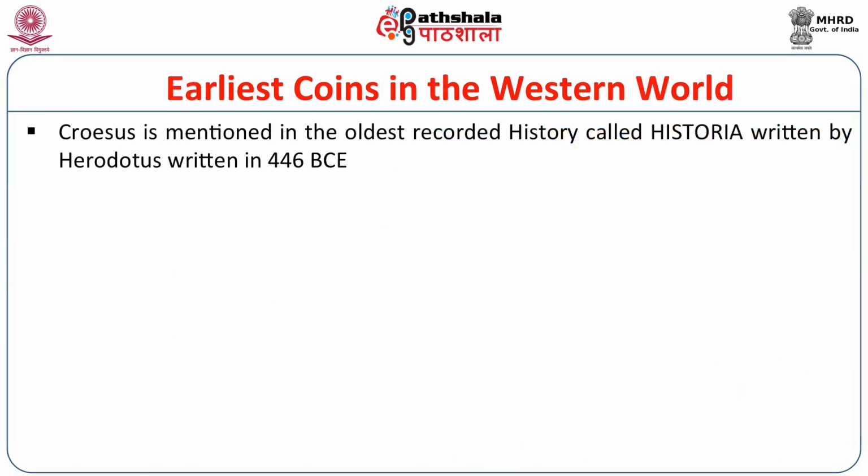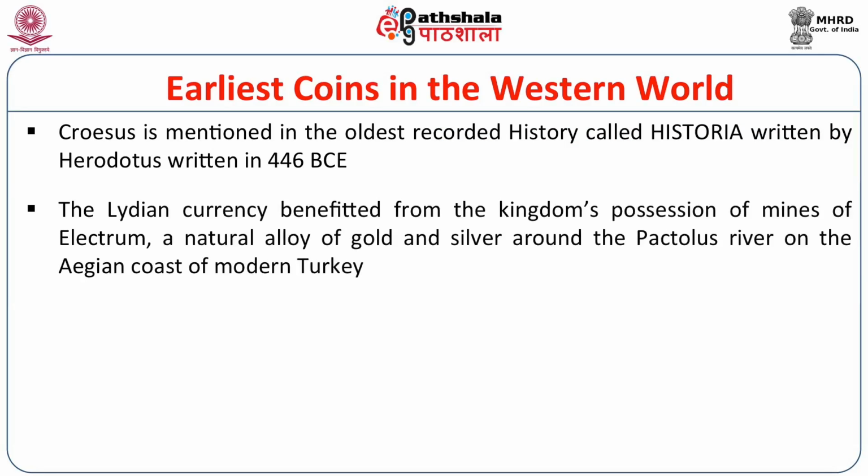The term history itself comes from his book Historia, written about 464 BC. So here there's a reference to a coinage which was made from electrum, which was a natural alloy of gold and silver, and these coins were issued in about the 6th century BC.